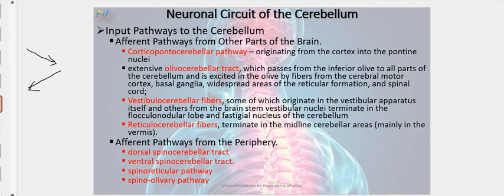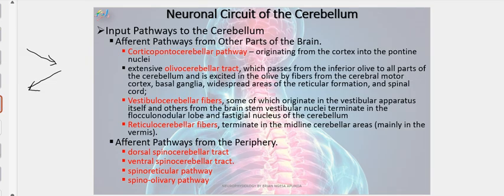We also have an extensive olivocerebellar tract. We said that some signals from the cerebellum into the red nucleus can go to the thalamus and eventually into the cerebral cortex, but some might come back using the olivary nuclei or the tracts. So there's actually an extensive olivocerebellar tract which normally passes through the inferior olive to all parts of the cerebellum, and it's excited by olive fibers from the cerebral motor cortex. So it also has input from other areas.